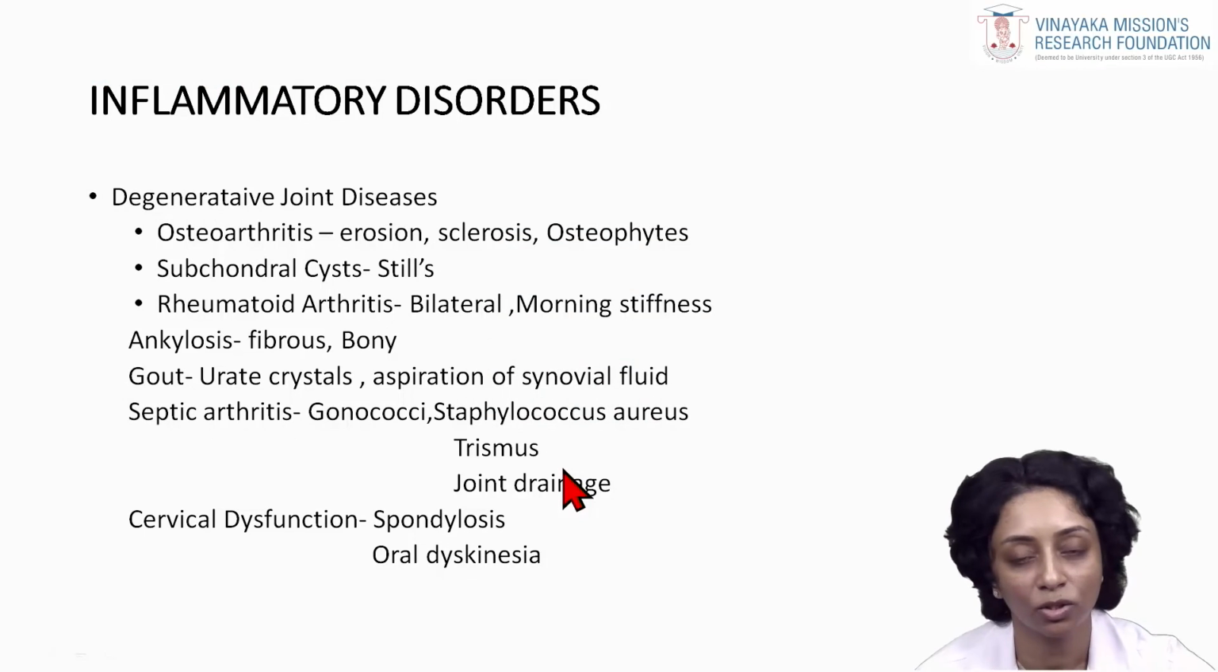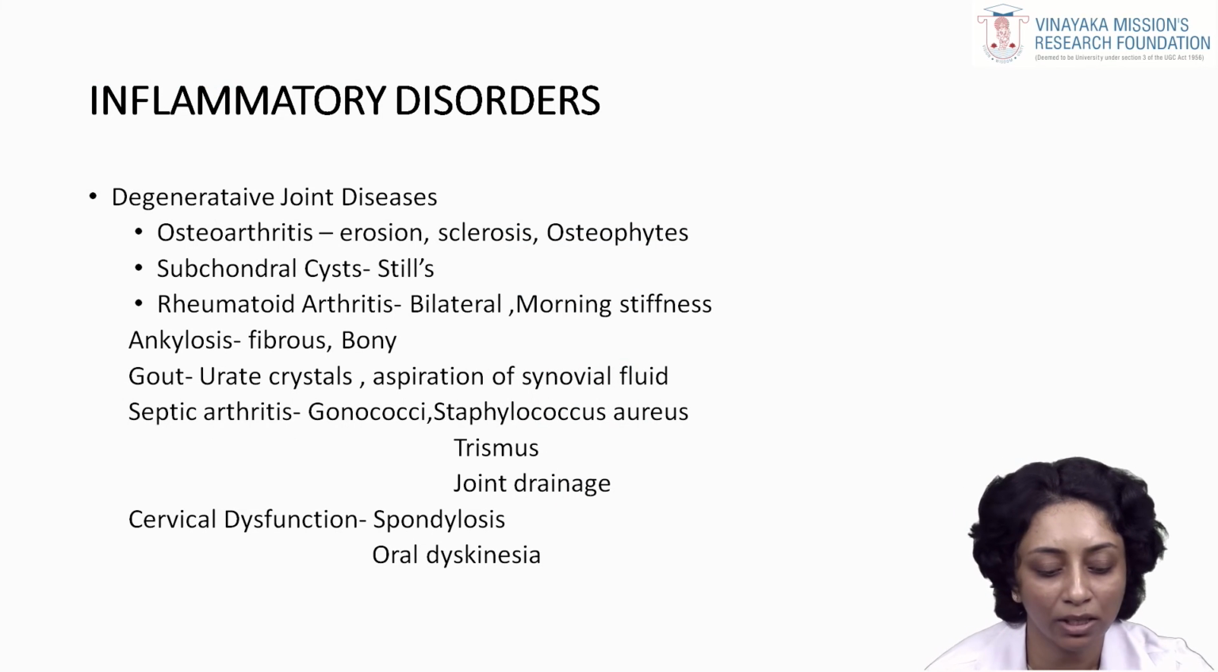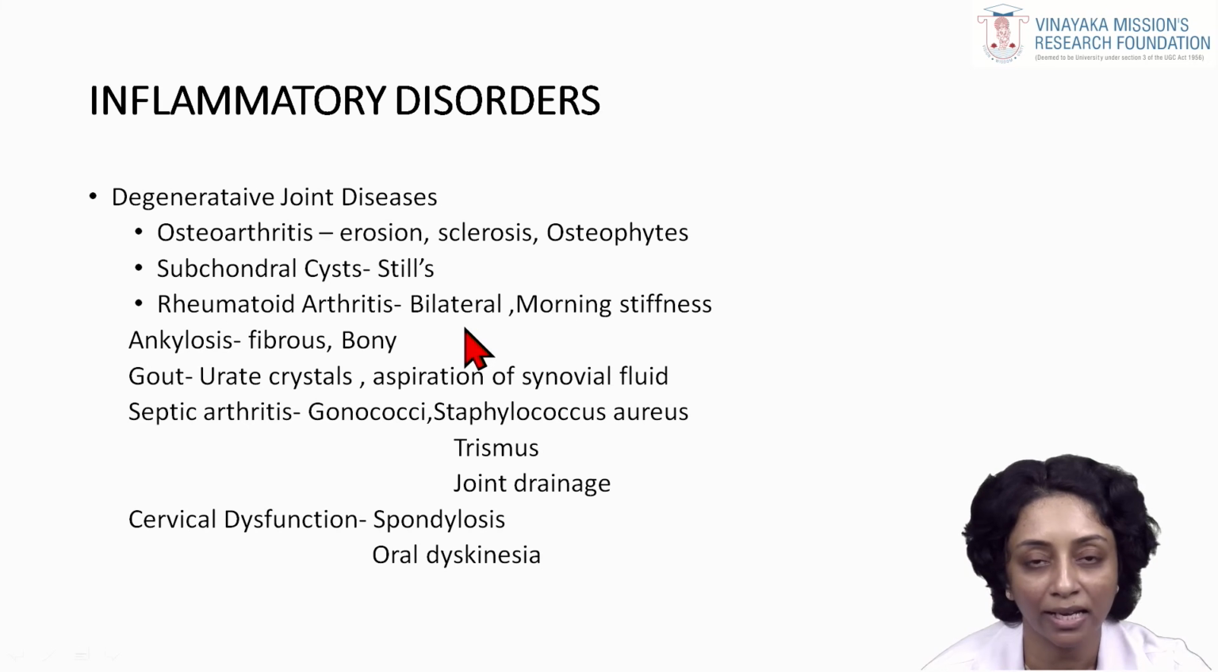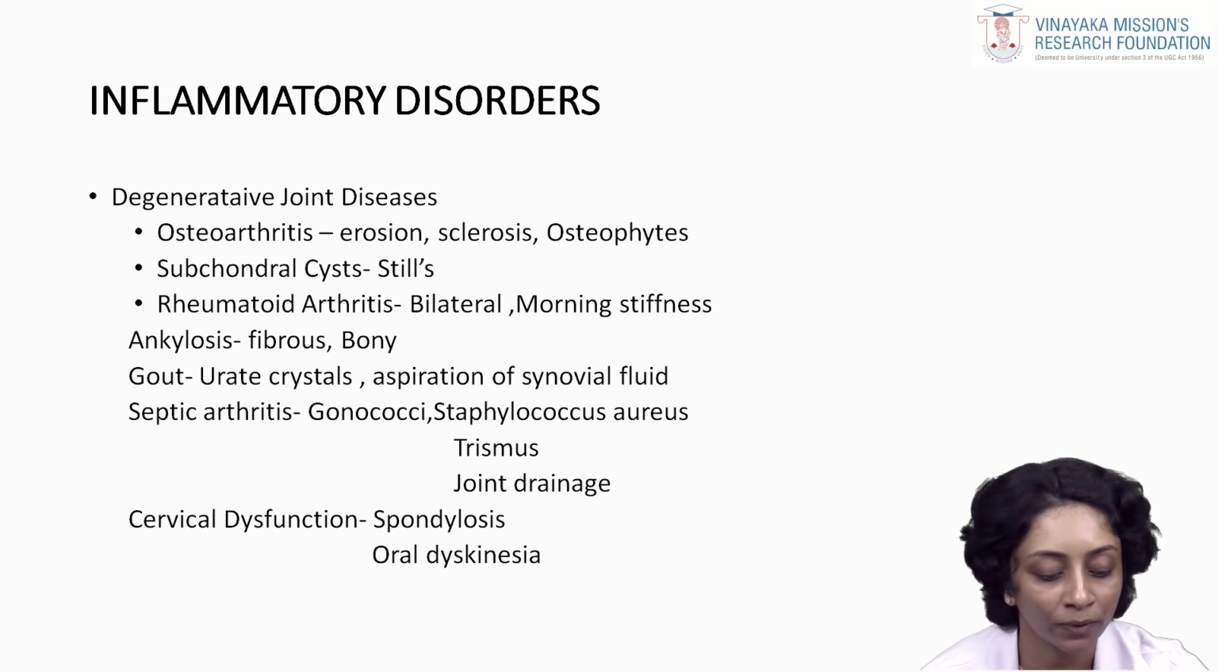So, the inflammatory disorders are grouped under degenerative joint diseases, under which either the condyle can become eroded, or there is formation of osteophytes, or the bone deposition has increased. All this can be possible causes for osteoarthritis. In rheumatoid arthritis, again it will affect both the joints, on both sides, and there will be morning stiffness of the jaw. In case of gout, urate crystal deposition will be seen when we take a biochemical analysis.